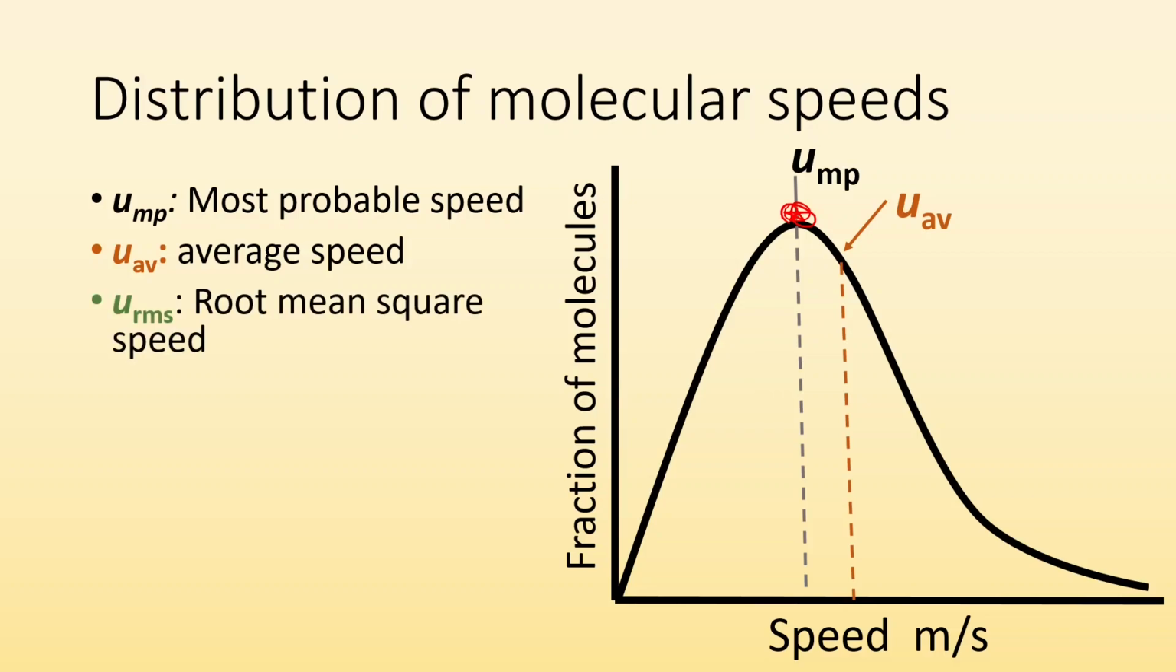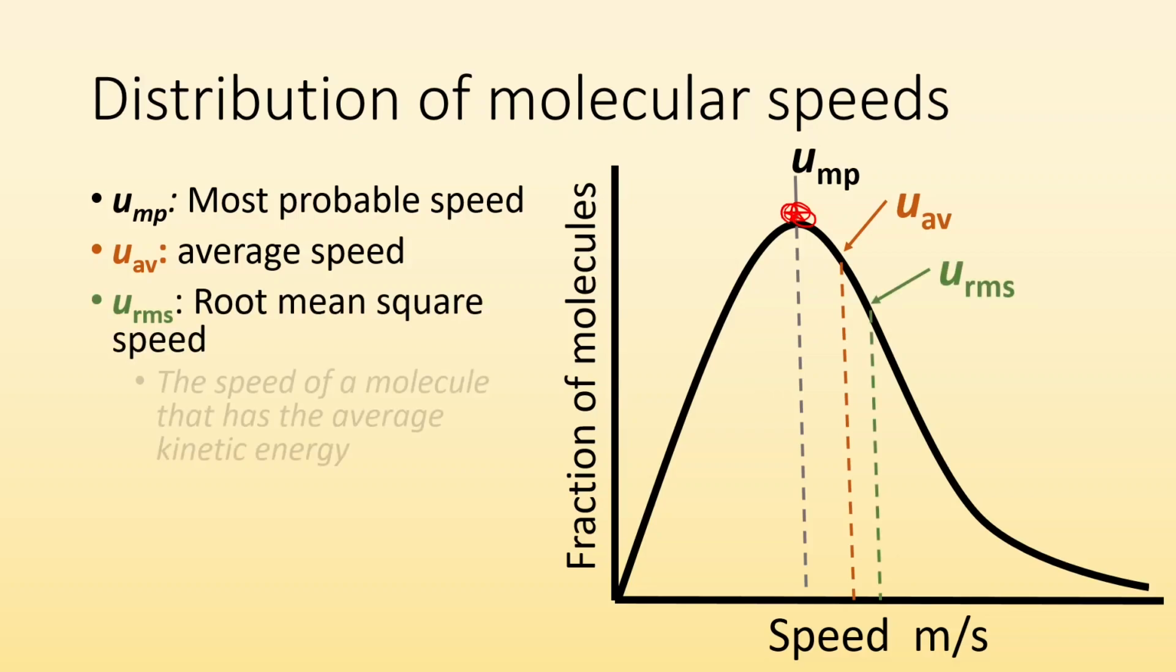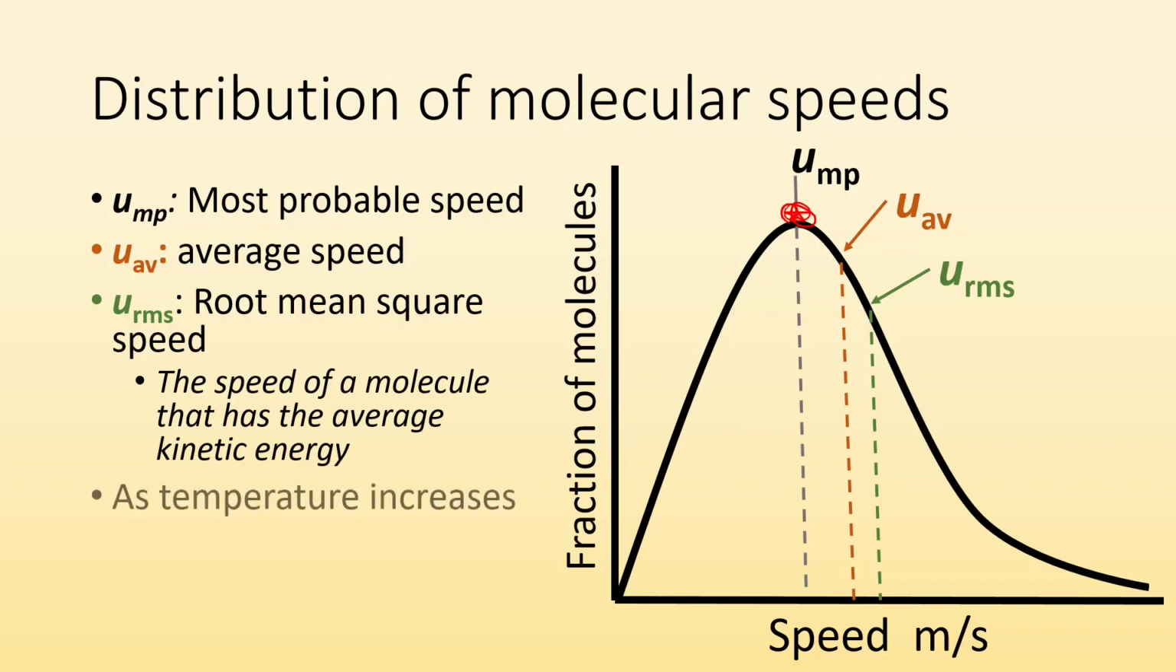And then we have the root mean square speed, which is even different. And I'm going to get into what's the difference between these two things. So the root mean square speed is the speed of a molecule that has the average kinetic energy. And that's not the same as a particle that has the average speed.